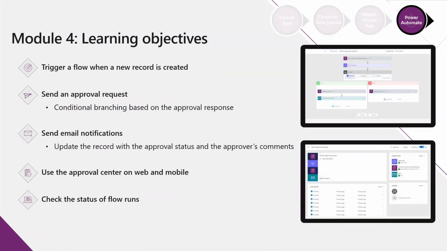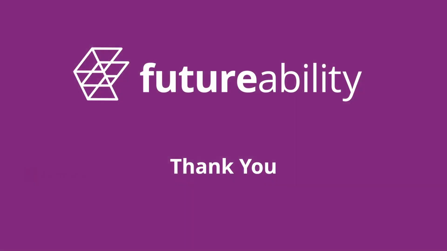So when you've completed that lab, you'll have created a flow which has a trigger. You'll have sent the approval request, sending them notifications, and you'll use approval center on web and mobile. You'll see it on the mobile app, and you'll be able to check the status of a flow as well. So that's module 4 learning objectives. Off you go, and good luck, and thank you for watching this module.